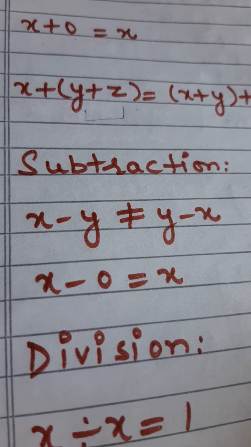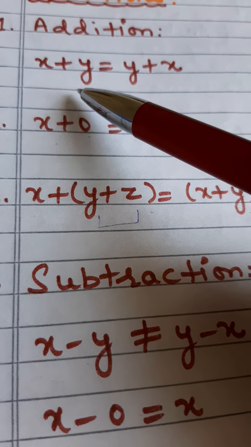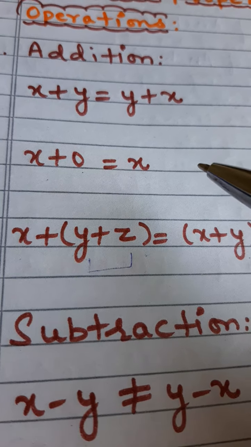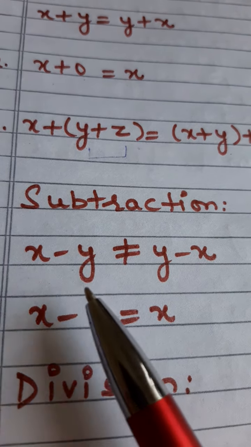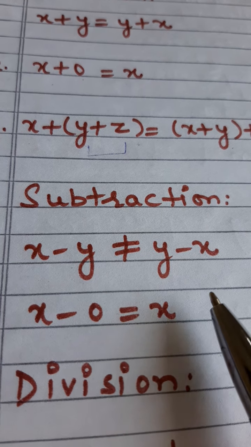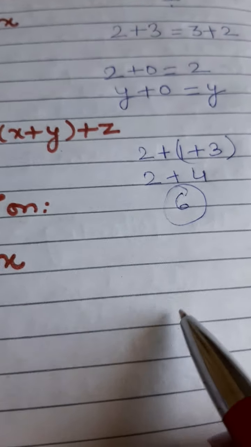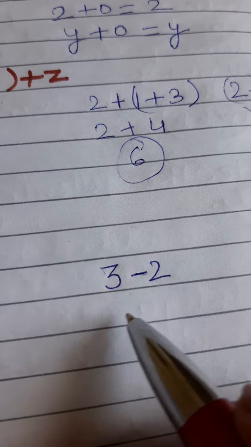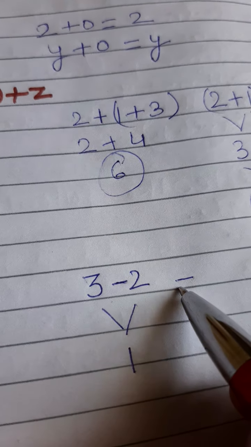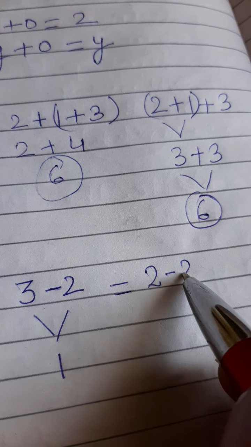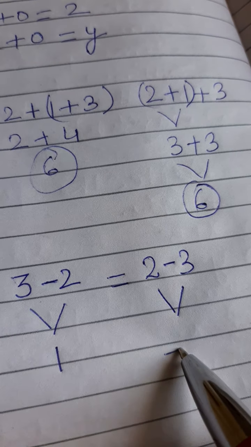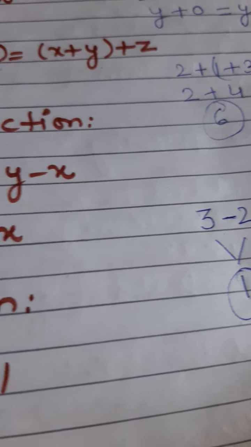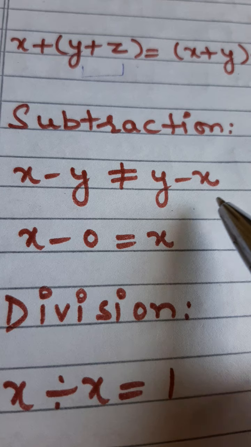Now subtraction. The first property is true for addition, that is x plus y is equal to y plus x, but this is not true for subtraction. x minus y is not equal to y minus x. Let us understand this by taking the example of the constants. If I am subtracting 2 from 3, 3 minus 2 is 1. But if I subtract 3 from 2, then I am going to get minus 1. So both are different. 1 and minus 1 are different, right? So the answer is not the same. So we can say that x minus y is not equal to y minus x.